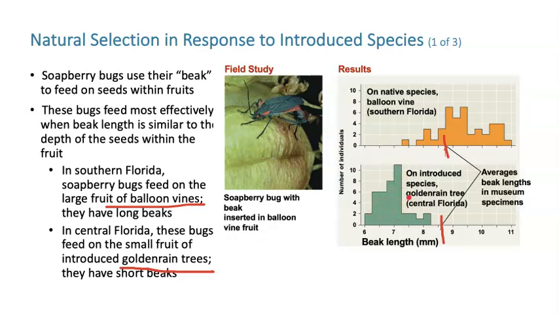Now, it is really important to know that the golden rain tree is an introduced species in Central Florida. And so we actually know approximately when that tree was first introduced to Central Florida. So we have a time frame here also of when that evolution started.